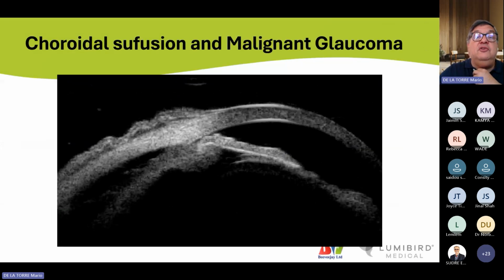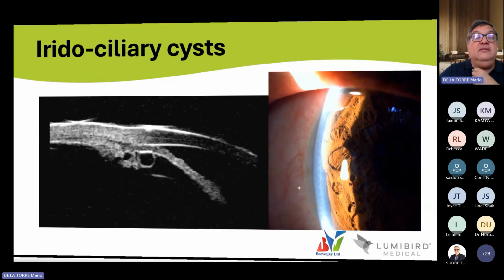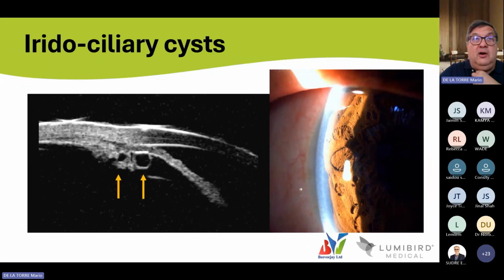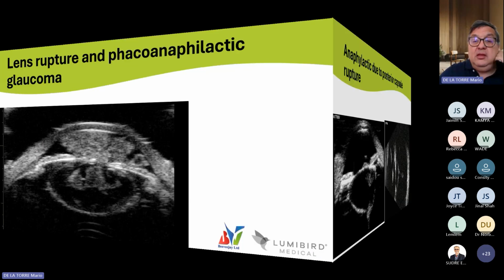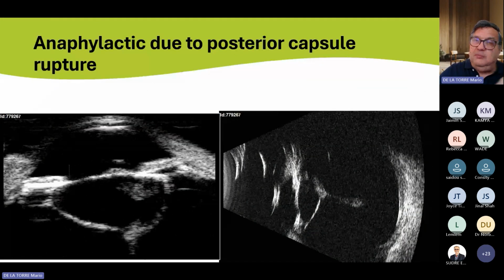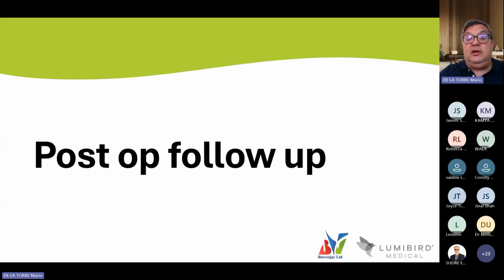You can see choroidal effusion and malignant glaucoma. You can see cysts that are not otherwise visible because the iris is a barrier. You can also see lens rupture in phacoanaphylactic glaucoma. And right now there is Avastinitis, because Avastin is everywhere and there are people who don't know how to inject it, and they cause phacoanaphylactic glaucoma due to posterior capsule rupture, visible with UBM and also with echography.